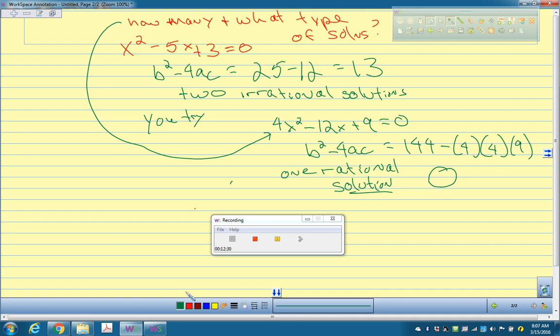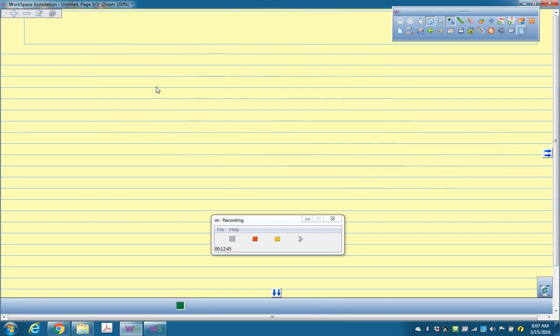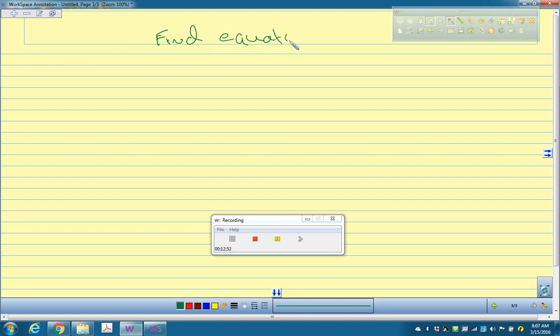So now we're going to go backwards. You're not going to like this. No, you might like it. Okay? So finding an equation from the solutions. It starts off easy, then it gets a little bit harder.